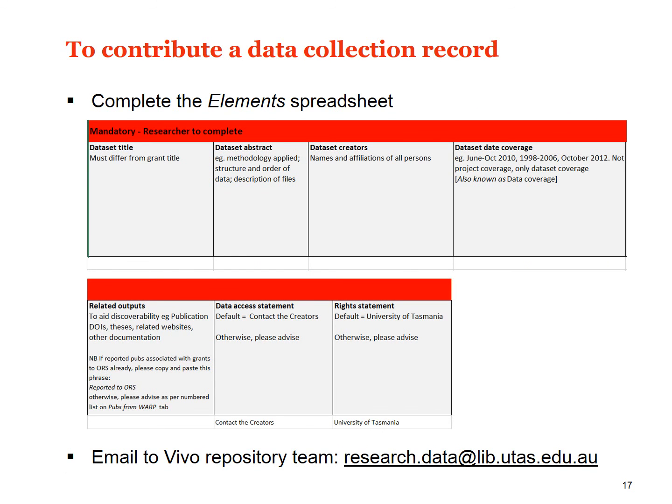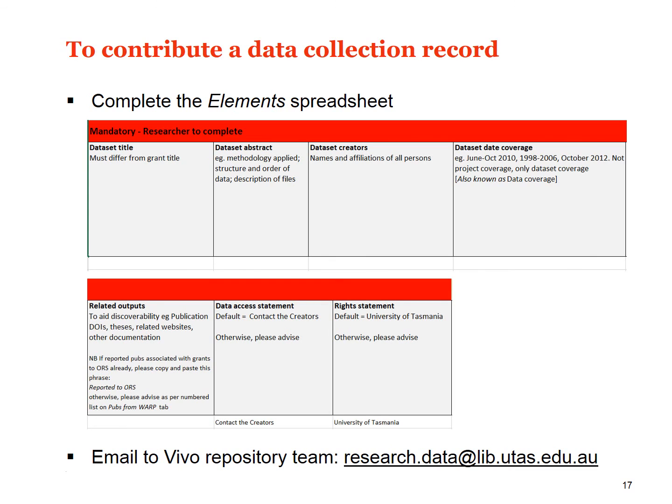So to contribute a data collection record, there is an element spreadsheet. It's an Excel spreadsheet that you can download from the Research Data Discovery Service website. It has a few different columns, and this is just a short snapshot of the spreadsheet. You can see that it has little prompts underneath that help you fill in the data. So for instance, for the dataset abstract, you could describe what methodology was applied, the structure and order of the data, and a description of the files.